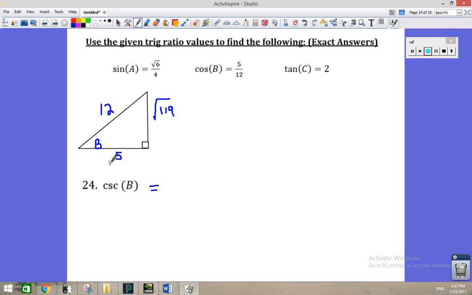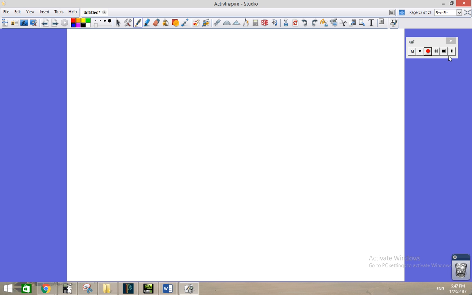The cosecant, reciprocal sine, sine's the opposite over the hypotenuse, so it's the hypotenuse over the opposite, which if you rationalize that. And for this block, let's stop here. Hope that helps.